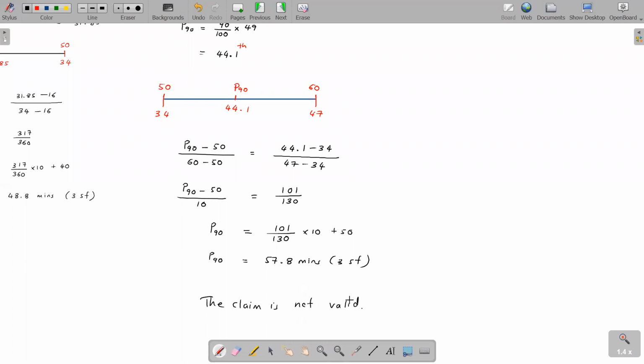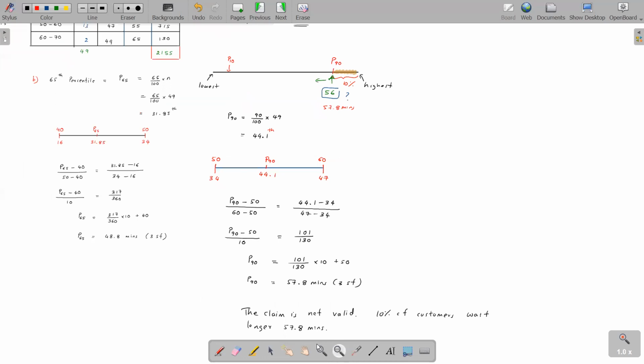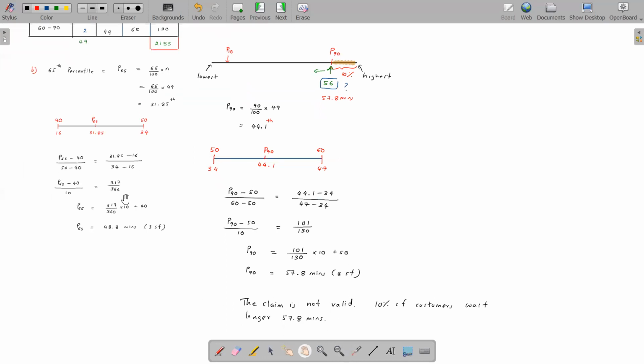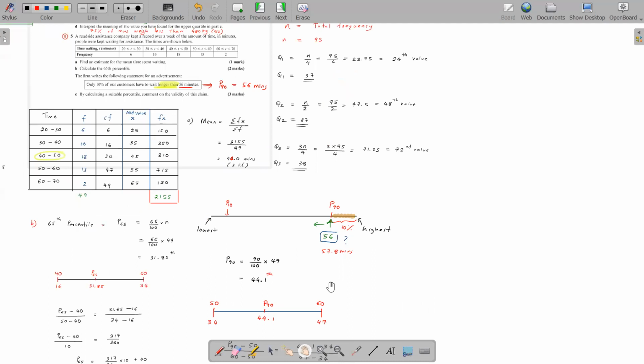So what is it? 10% of their customers wait longer than what? 10% of the customers will actually wait longer than 57.8 minutes, not 56 minutes. Because the real 90th percentile is 57.8, 10% of their customers will wait longer than 57.8 minutes. So this is how the understanding goes. You need to clearly understand the claim that they are giving here.